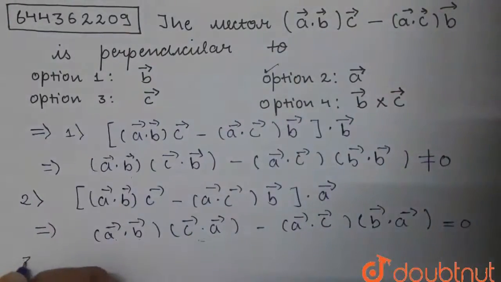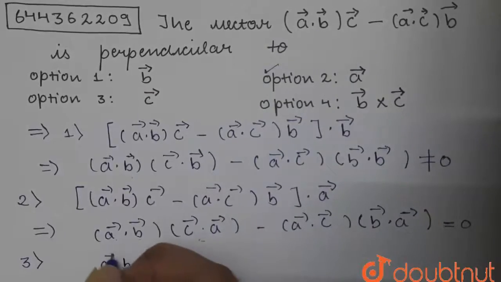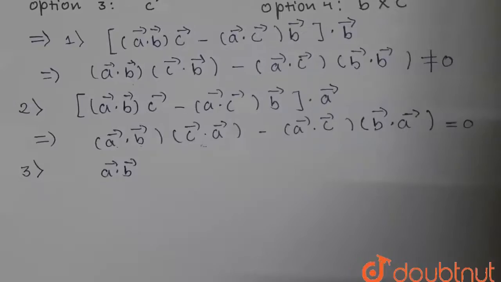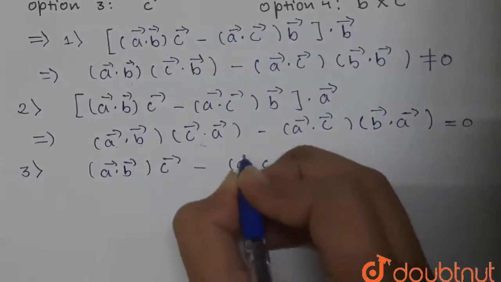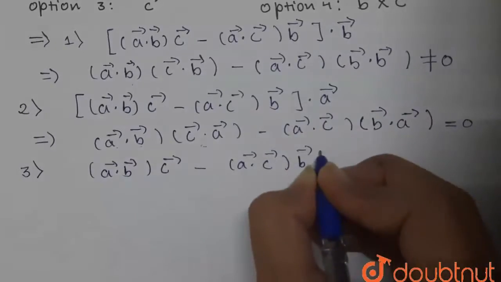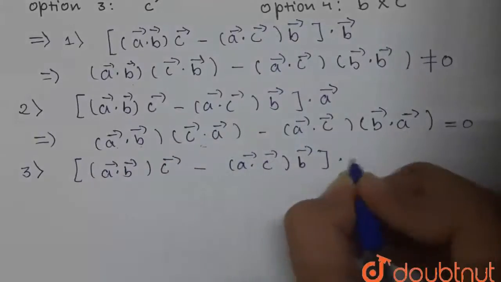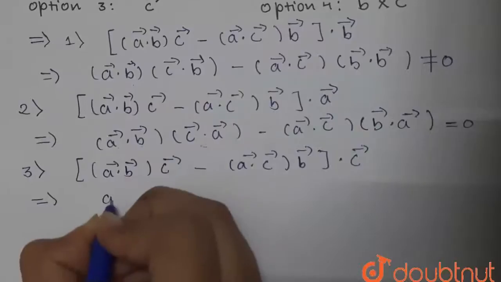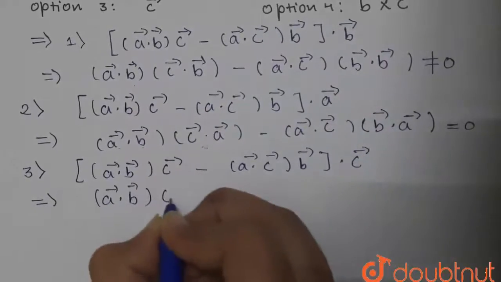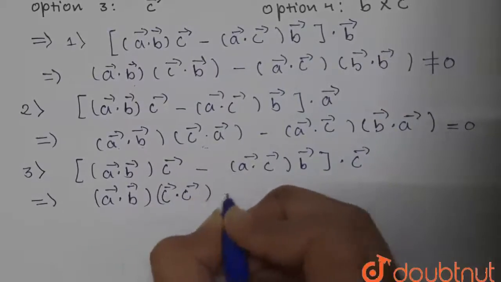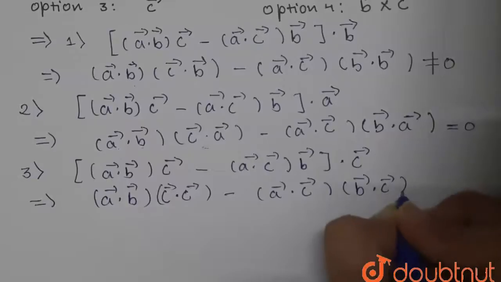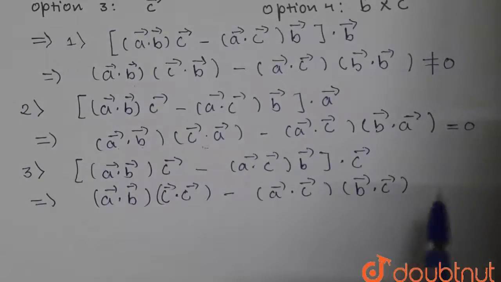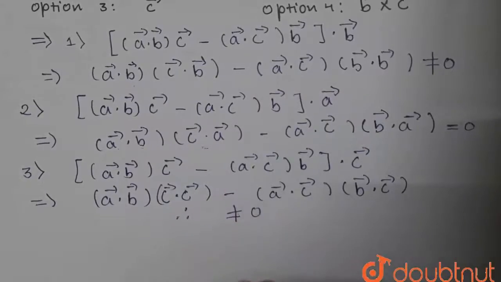Now let's check for option number 3. Again we have to do the dot product with the given vector. So this will become (a · b) c minus (a · c) b, and this is with dot c vector. So we will get here (a · b) into (c · c) minus (a · c) into (b · c). See here again no two vectors are same. It is obvious that this will not be equal to 0. So the third option is incorrect. C vector is not perpendicular. Now the last option.